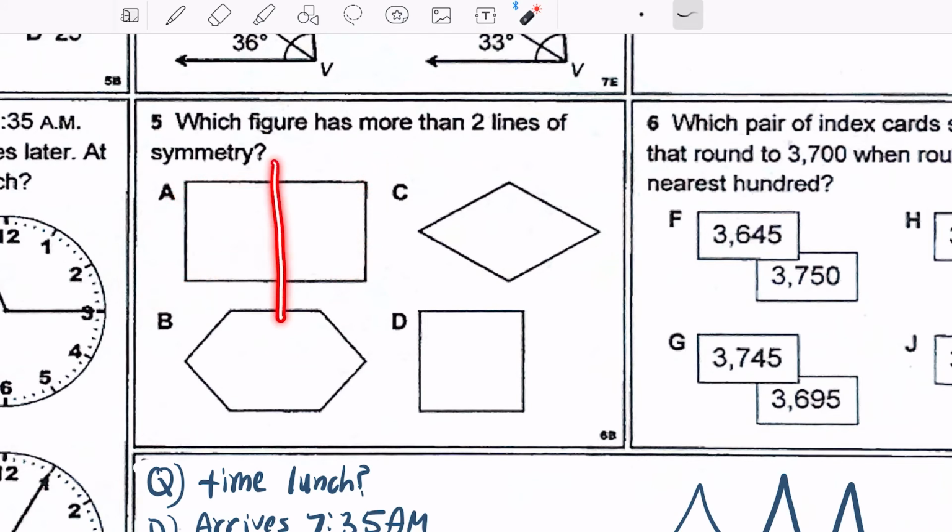So for example, this one, choice A, only has 2 lines of symmetry. That is all. Make sure that you are labeling all the lines of symmetry that you find. So this one only has 1 line of symmetry. You need to figure out which one has more than 2. So 3 or even more. Okay, but it has to have more than 2.